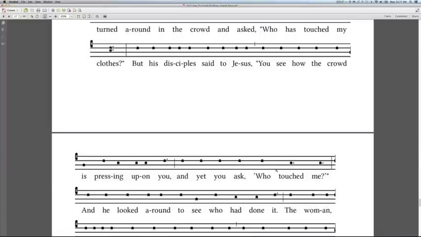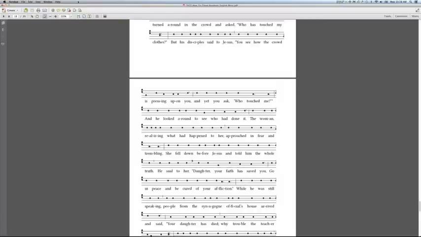So what I did was, I started here. But his disciples said to Jesus, "You see how the crowd is pressing upon you, and yet you ask, 'Who touched me?'" Again, that's an example where you have to look at what the actual last accented syllable in the sentence is. You wouldn't sing it "Who touched me?" Because that's just not the last accented syllable of a sentence. You don't say, "Who touched me?" You say, "Who touched me?" That's how you say it. So "touched" is really the last accented syllable. And that's what you always have to watch out for.